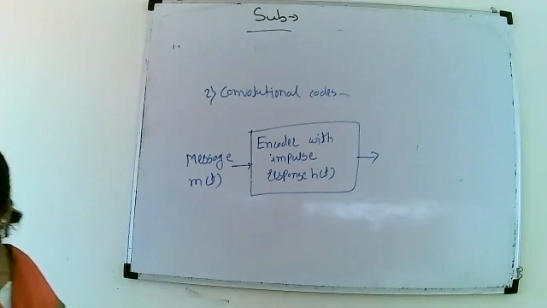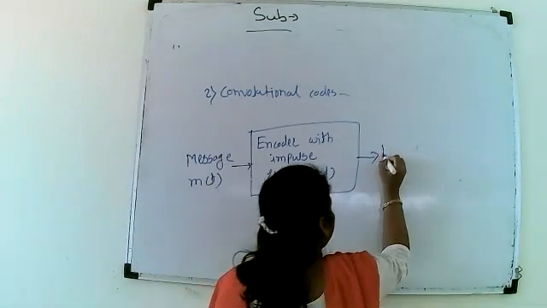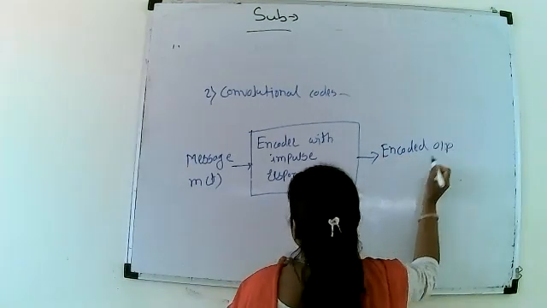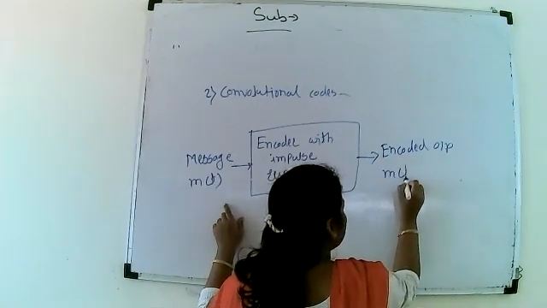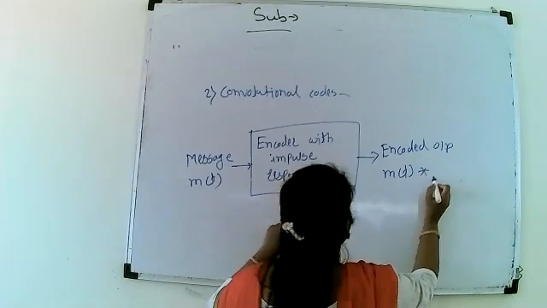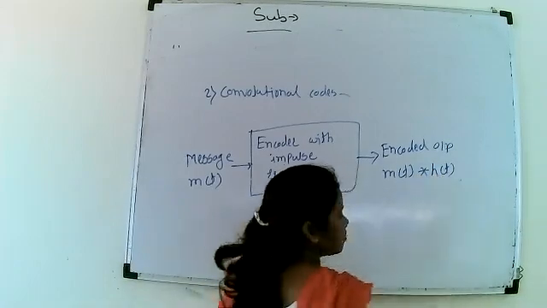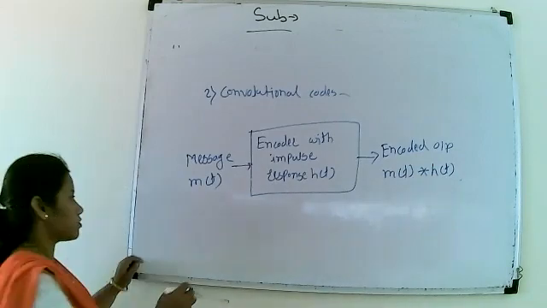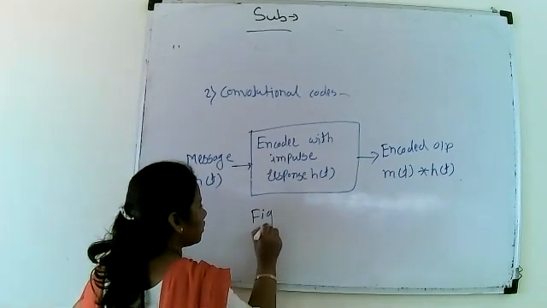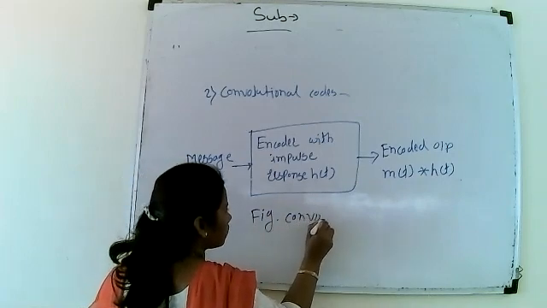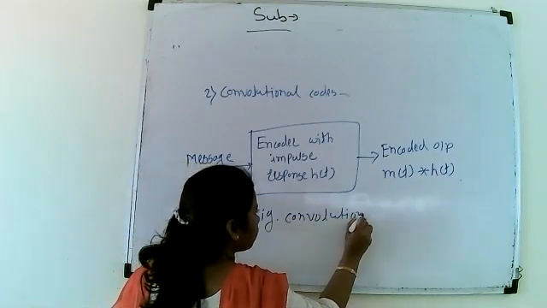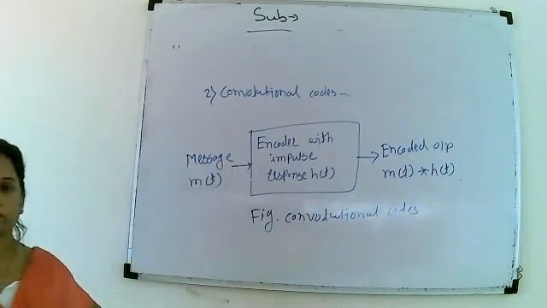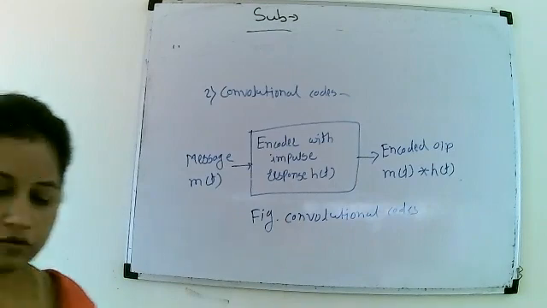Encoded output is nothing but m of t into h of t. This is the encoded output, and this is called the convolutional code. Name of the node is the convolutional code. Okay? What will happen in the convolutional code?